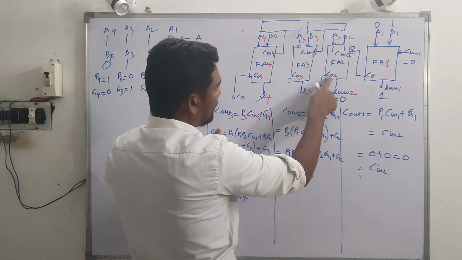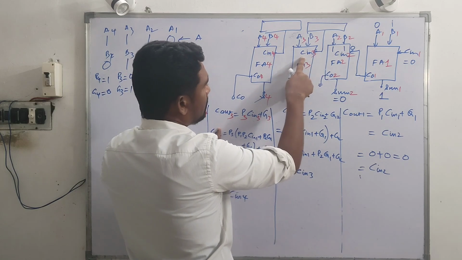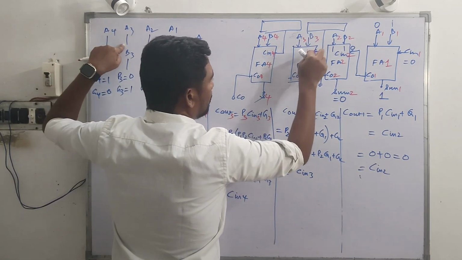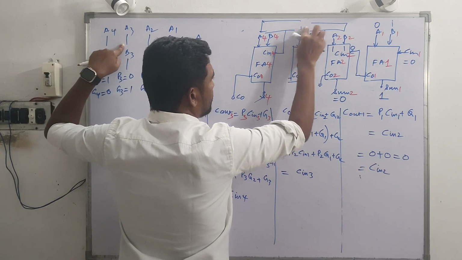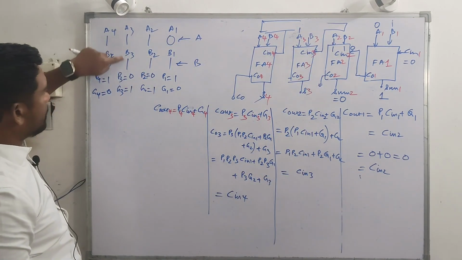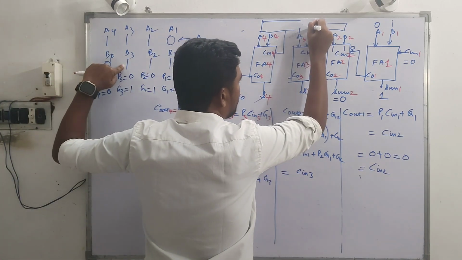Alright, and we need 3 inputs for this stage also. So A3 is here. We're going to have A3, let me erase this one. A3 is 1 from the example we considered. B3 is also 1.